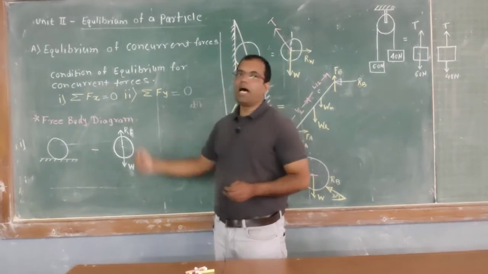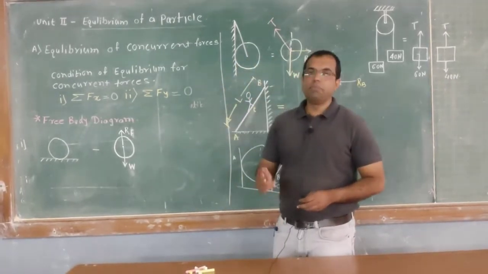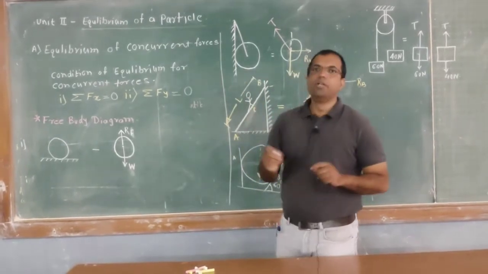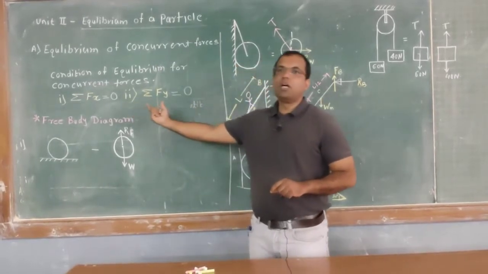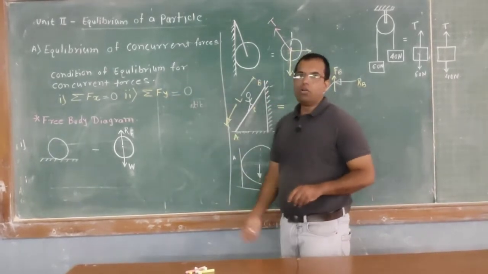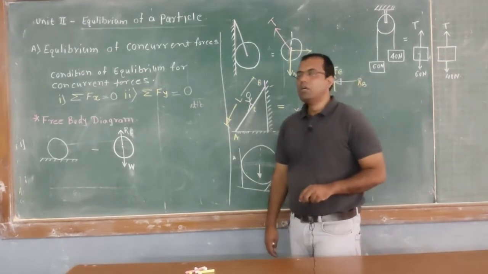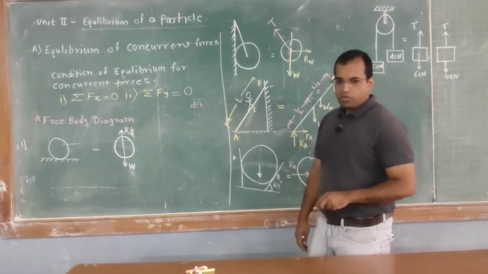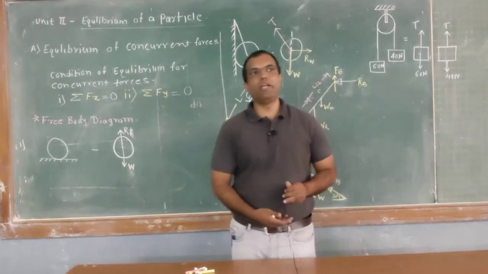These two conditions are useful when the system is a concurrent force system, meaning all the forces meet at a single point. So only two equations are there in case of the concurrent force system. These two equations are useful to find the unknown forces or unknown quantities while dealing with problems of a concurrent force system in equilibrium. For solution of these problems, we require another concept. That concept is known as a free body diagram.